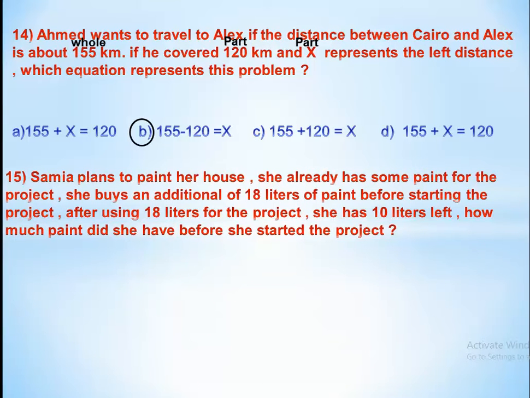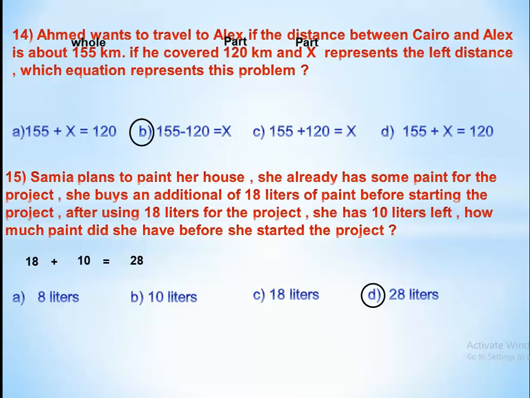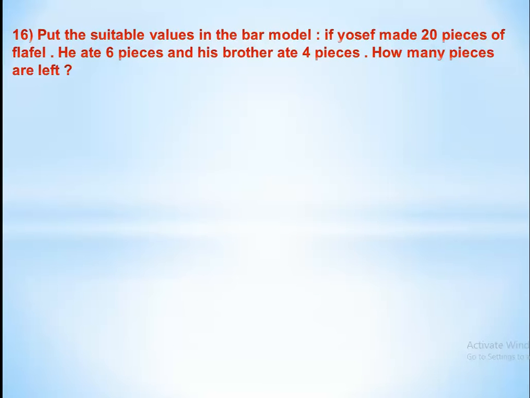Samia plans to paint her house. She already has some paints for the project. She buys an additional 18 liters of paint before starting the project. After using 18 liters for the project, she has 10 liters left. How much paint did she have before she started the project? Okay, it means 18 plus 10, the remainder, equal 28. So she had 28. Put the suitable values in the bar model.